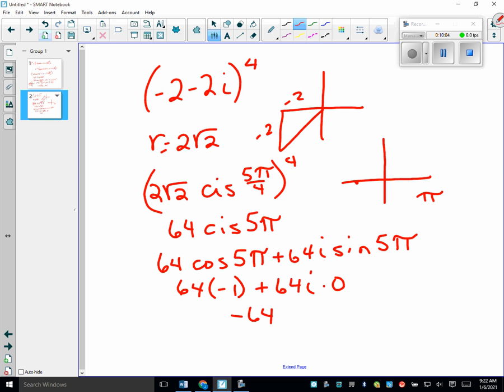Okay, are we good with this? Yes. This is the last lesson on polar numbers.